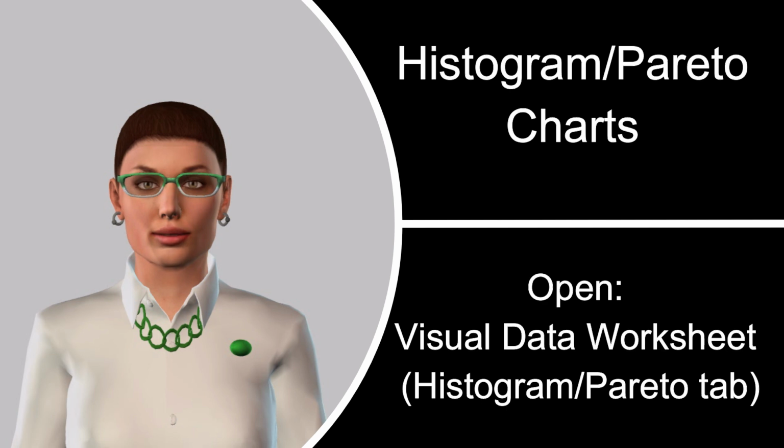Let's go ahead and take a look at our lesson so we can do a visual demonstration. Please open the Visual Data Worksheet and go to the Histogram and Pareto tab to follow along in this lesson.